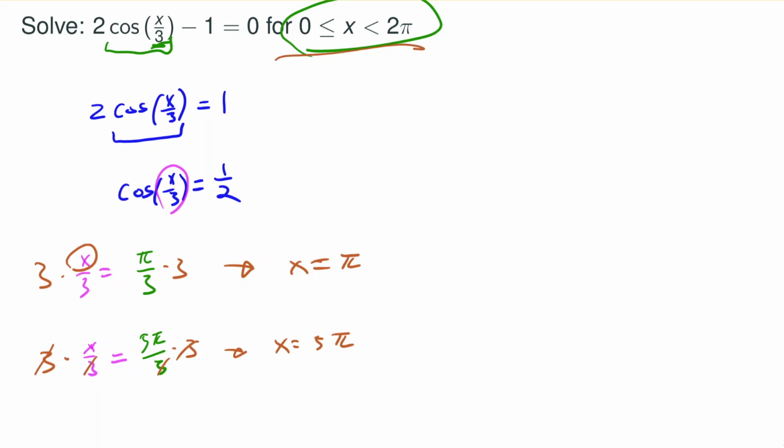But the answer must be between 0 and 2 pi, right? So this is not an answer. This is not part of the answer because of this restriction. So the only answer for this problem is x equals pi.